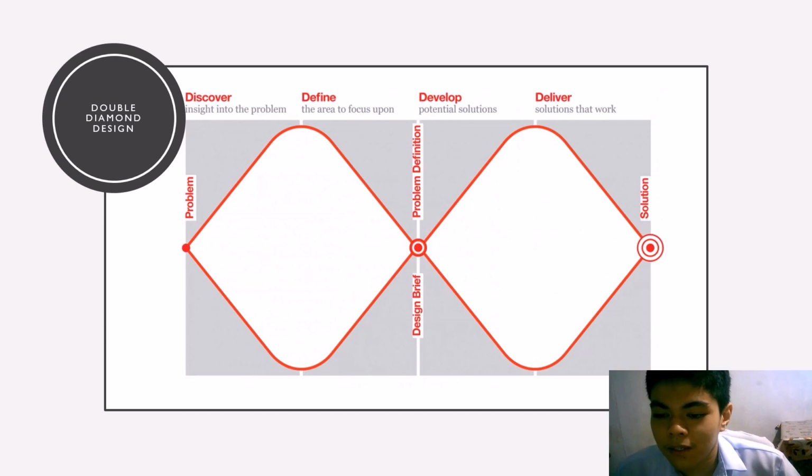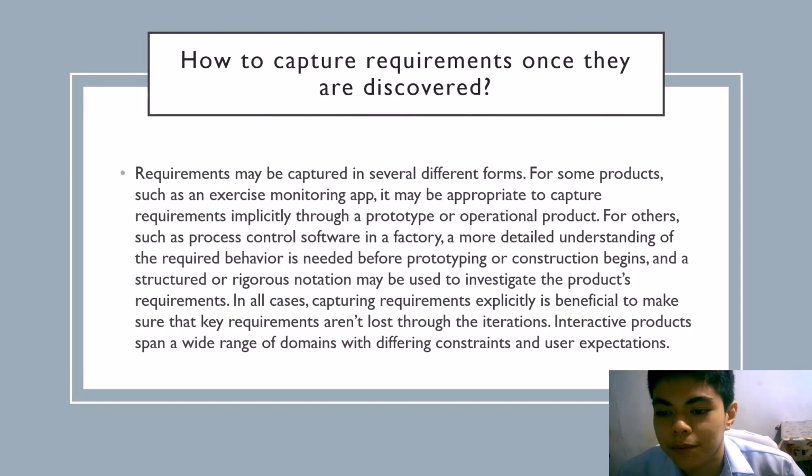The requirements activity sits on the first two phases of the double diamond design, which are discover and define. These two phases involve exploring the problem space to gain insight and to establish a description of what are the areas to focus on. How to capture requirements once they are discovered.